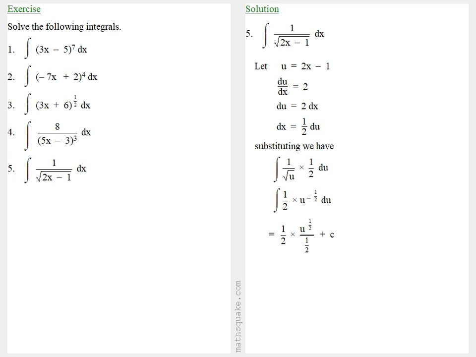Remember to add c. Now instead of dividing by a half, we can multiply by 2 over 1. So that gives us a half times u^(1/2) times 2 over 1 plus c. Now the half and the 2 over 1 cancel, so that gives us u^(1/2) plus c. Now u^(1/2) plus c can be written as the square root of u plus c. So when we substitute back, we get our integral is equal to the square root of 2x - 1 plus c.